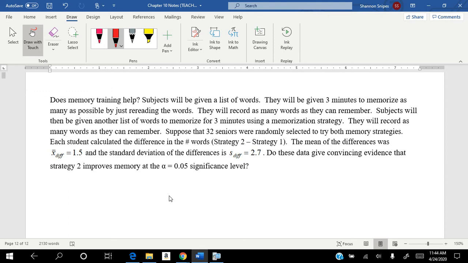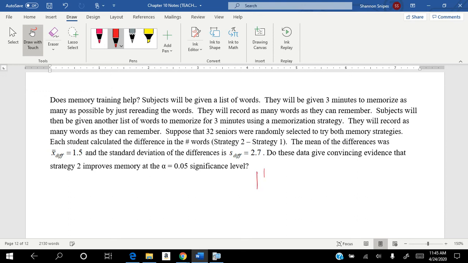So, because each subject will be performing both strategies, they will record. Anyway, suppose that 32 seniors were randomly selected to try both memory strategies. Each student calculated the difference in the number of words that they remembered, strategy 1 minus strategy 2. The mean of the differences and the standard deviation are all given there. Do these data give convincing evidence that strategy 2 improves the memory at the alpha equals 0.05 level?